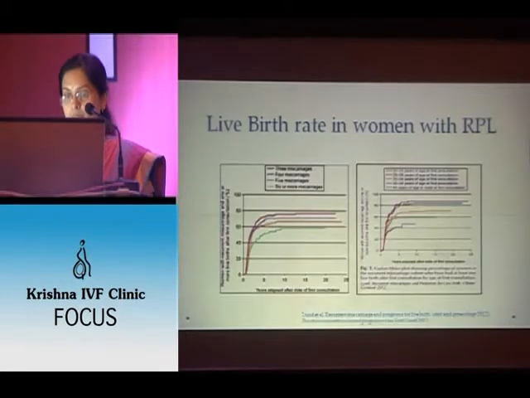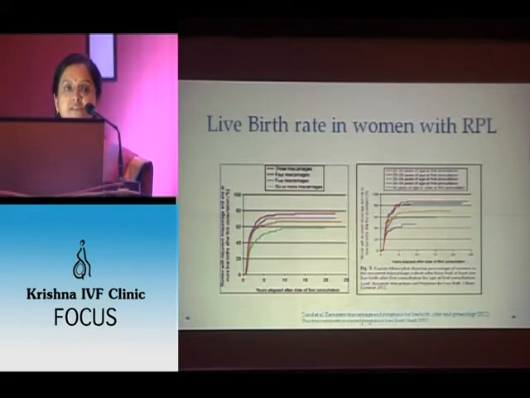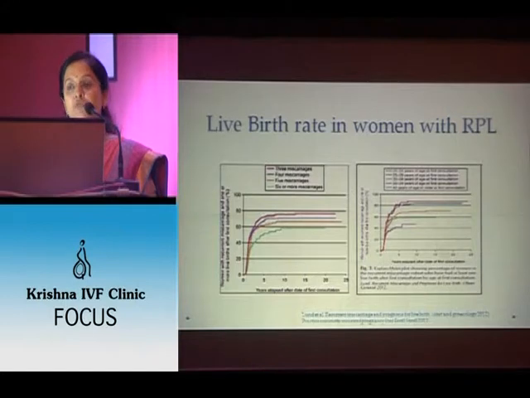An interesting study was conducted in Denmark on chances of live birth rate in women with recurrent pregnancy loss. The study is shown in these graphs, and according to this study, younger women and women with less number of recurrent pregnancy losses had a better chance for live birth rate compared to older women and women with higher number of pregnancy losses. And most of these women achieved live birth within 5 years from their first consultation.